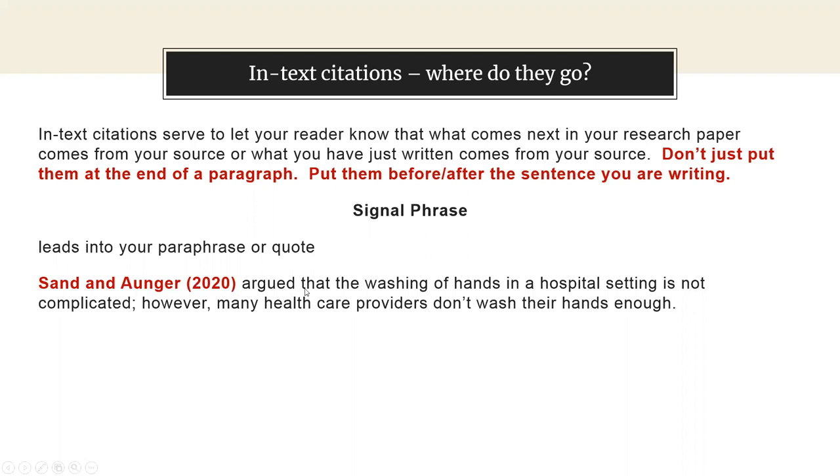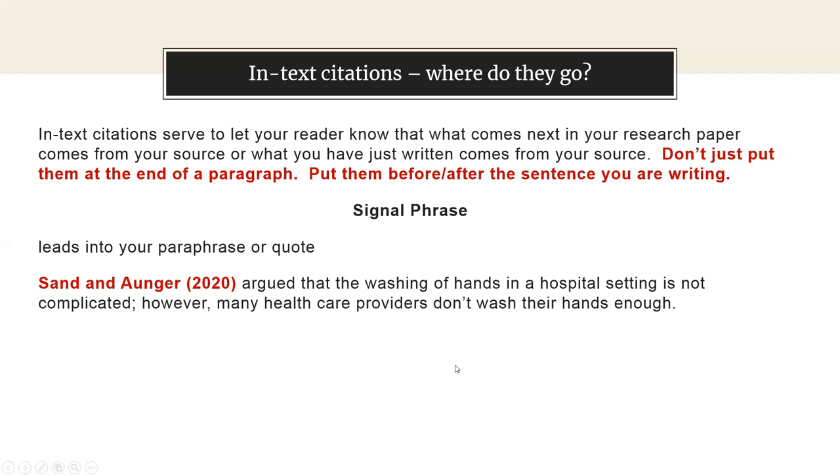And in this case, this is a paraphrase. And I've got my author or authors and my year of publication as my in-text citation. This is what is called a signal phrase. So a signal phrase leads into your paraphrase or your quote. So in this case, Sand and Ogner 2020 argued that the washing of hands in a hospital setting is not complicated. However, many healthcare providers don't wash their hands enough.